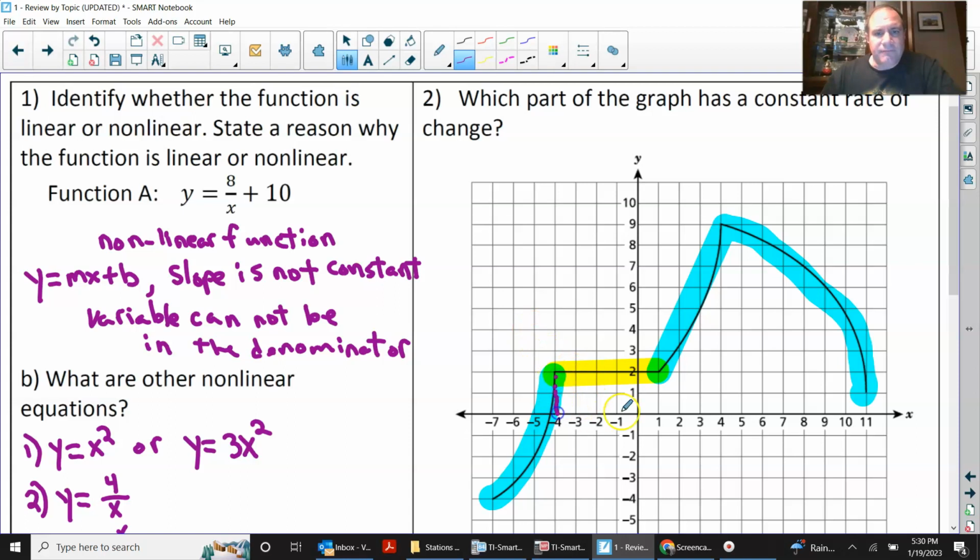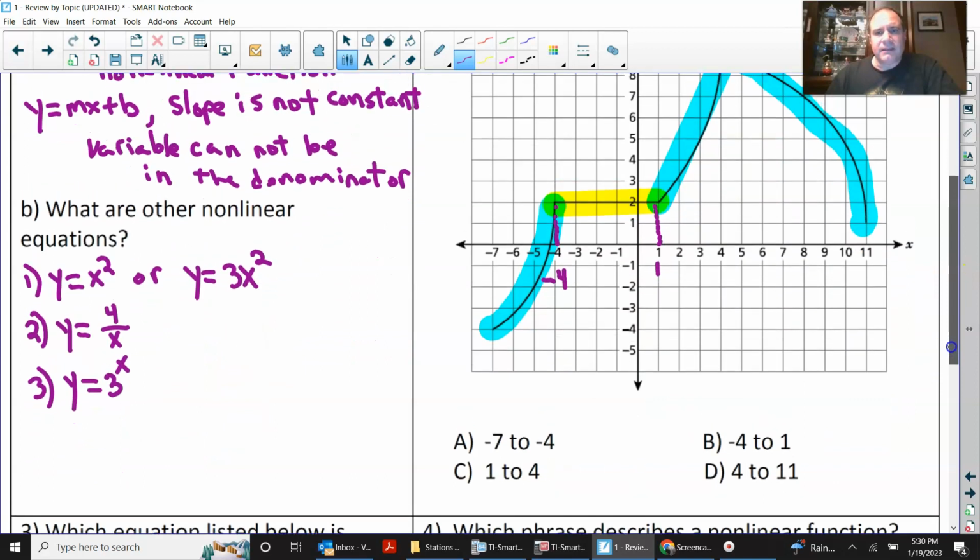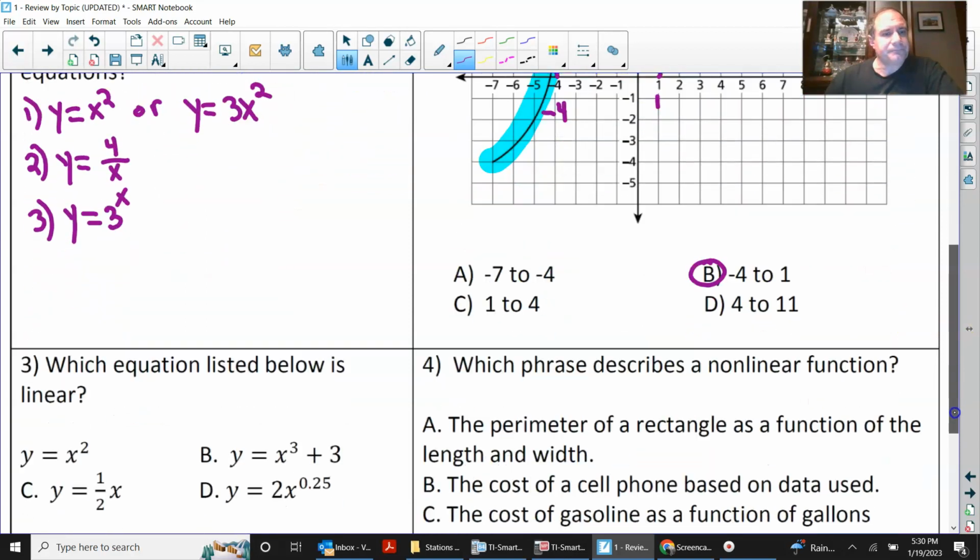The only thing that is not curving, that has a constant rate of change, is from negative 4 to the x of 1. So it starts at negative 4 and ends at 1. So we're just going to go down here, negative 4 to 1. That's B. That is the constant rate of change. Remember, a constant must be straight. If it curves at all, it's not constant.